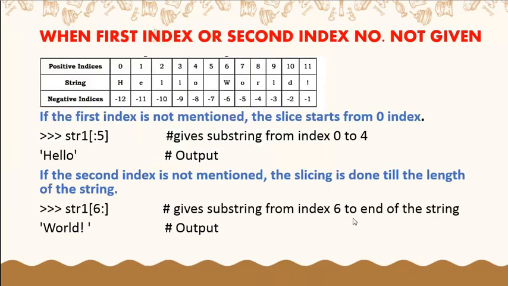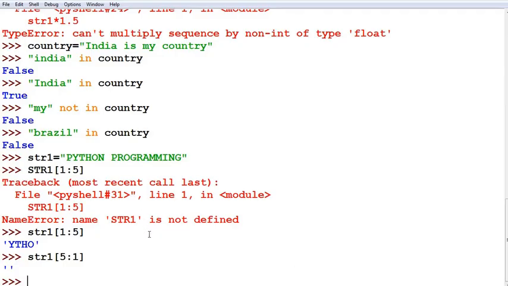Now let's see what happens when the first index number or second index number is not given. If the first index number is not mentioned, the slice starts from the 0th index number. You can see the example here, str1 and inside square brackets colon 5. It means the extraction will start from the 0th index number till 4th index number. And if the second index number is not mentioned, it will start with the given index number till the end of the string. Now for example, I am writing here str1 colon 5.